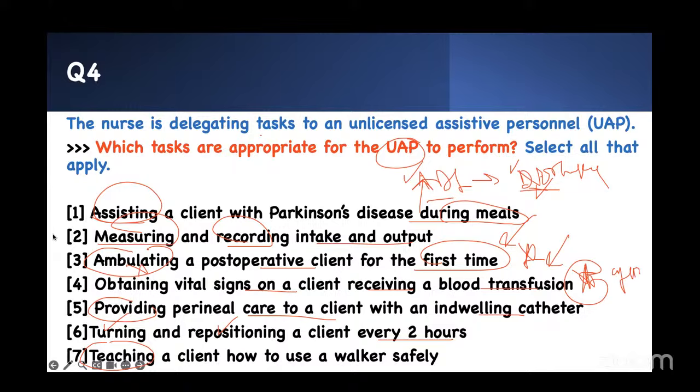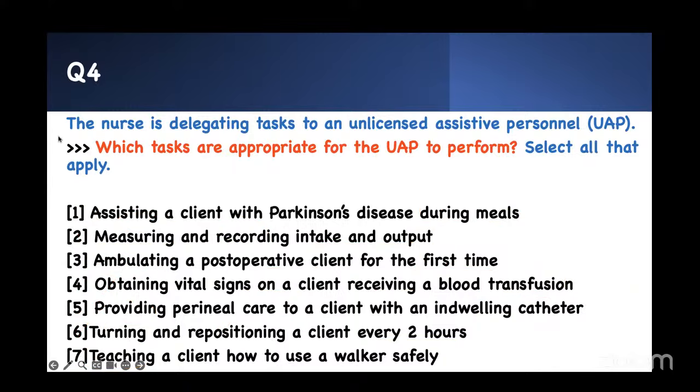So what is our right answer? Assisting, number one, is fine. Measuring is fine. Ambulating is okay, but because it's the first time, it's not. Obtaining vitals on a client receiving blood transfusion is wrong, and teaching a client is wrong. So let me show you again. These are the ones that the UAP will be able to do. You can assist a client with Parkinson's disease during meal. Okay, measure and record intake.